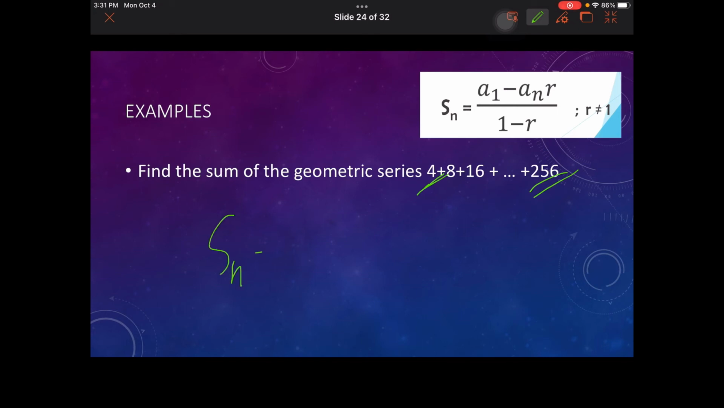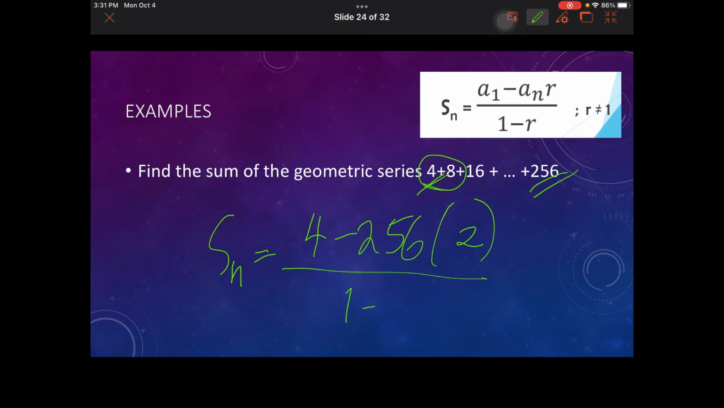So, in this case, let's use the second formula. So, S sub n, di naman natin alam yung n, kaya S sub n na lang siya. So, first term minus last term, 256, times r. Again, we can easily solve for r by dividing. 8 divided by 4 is 2. And then over 1 minus 2. So, ano pong makukuha natin? If you want, you can pause the video right now to use your calculator and check for the final answer. Kung ayaw nyo naman, pwede naman ding i-calculate na natin siya together.